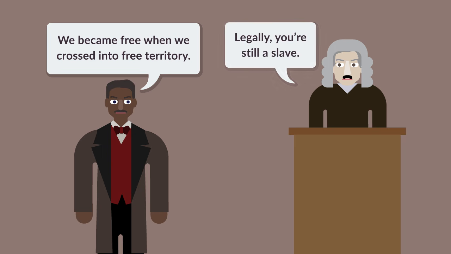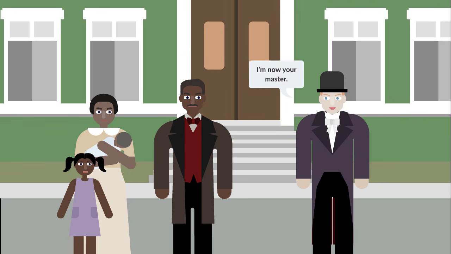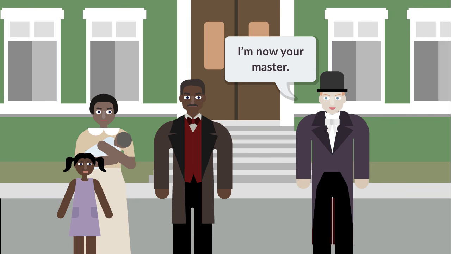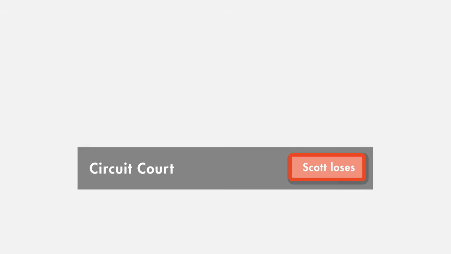The Missouri State Supreme Court ultimately ruled that Scott was still a slave. Ownership of Scott and his family subsequently passed to a man named John Sanford. For a second time, Scott sued for his family's freedom, this time in federal court. Applying Missouri law, the Federal Circuit Court concluded Scott was still a slave.